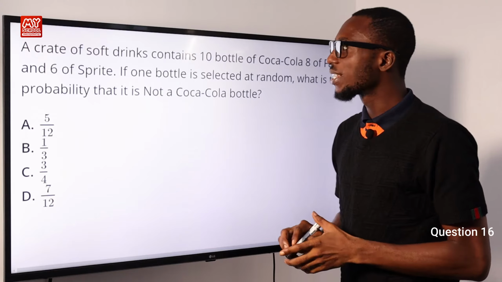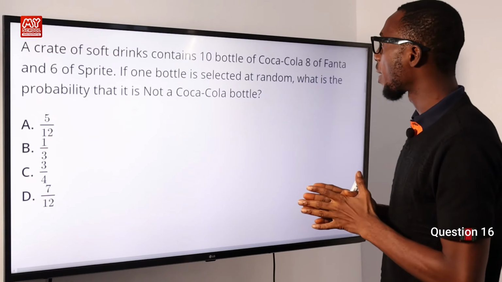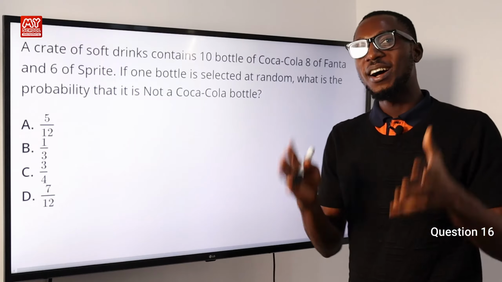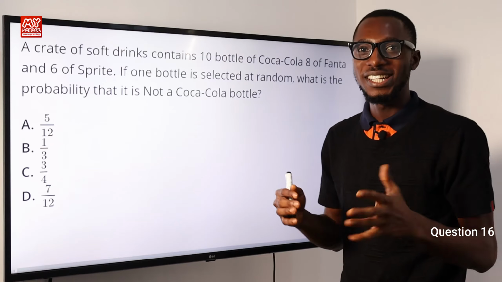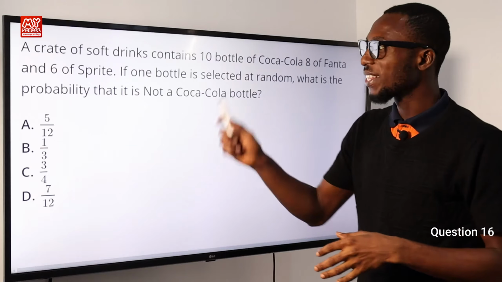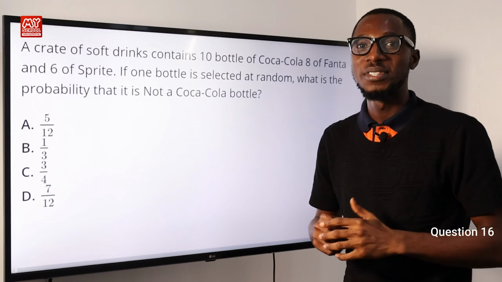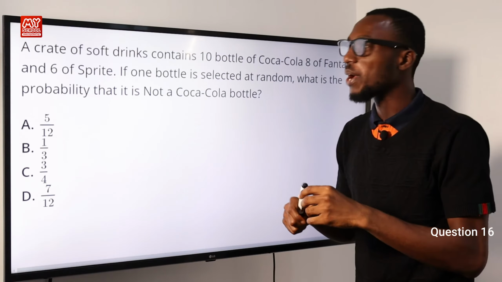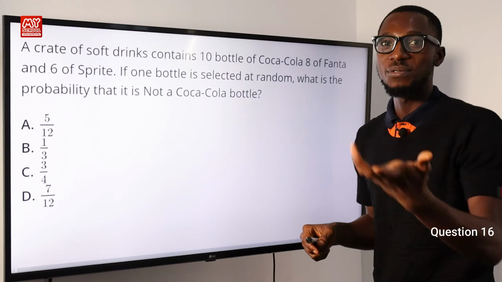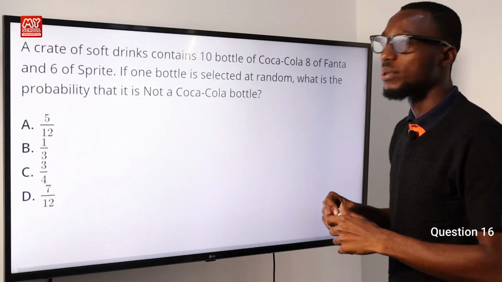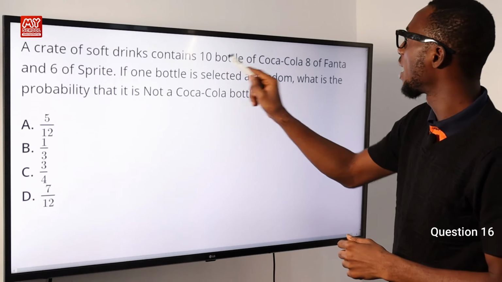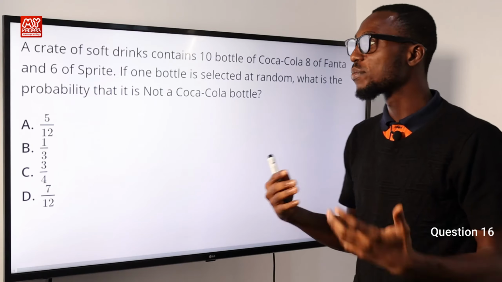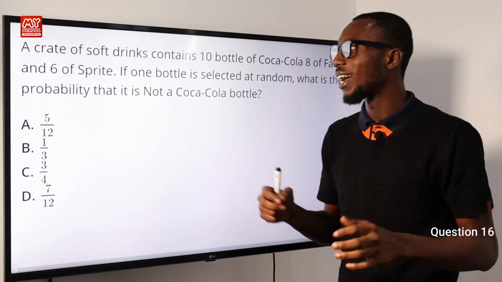A crate of soft drinks contains 10 bottles of Coca-Cola, 8 of Fanta, and 6 of Sprite. So we should just know that a crate of soft drinks has 24 spaces or can contain 24 bottles. A crate of egg, we have 30. Okay, so let's go back to what we are tackling. Let's sum up all of the bottles we have to confirm the value we just dished out. So we have 10 plus 8, that is 18, plus 6, we have 24. So we have 24 bottles in total.